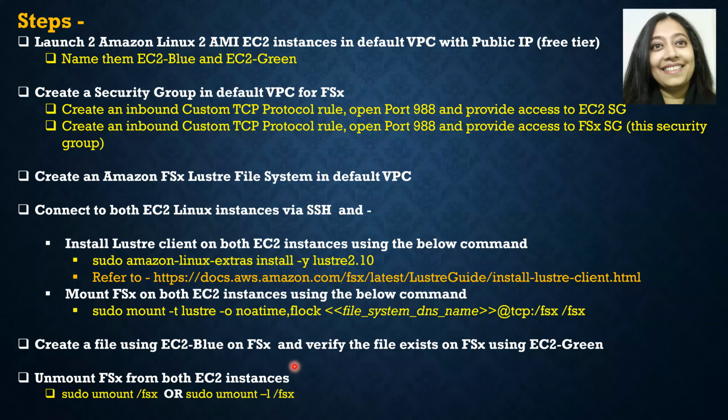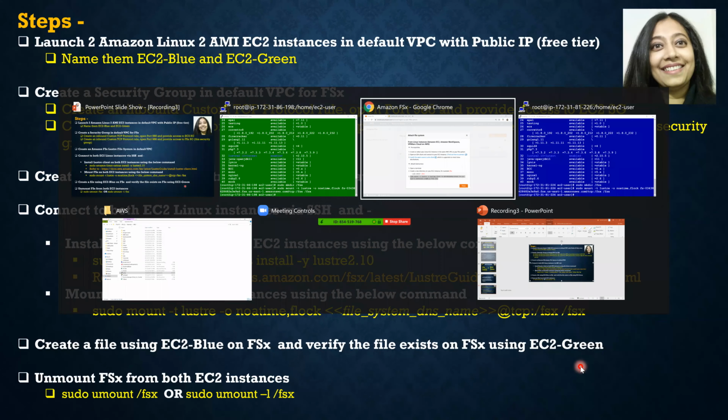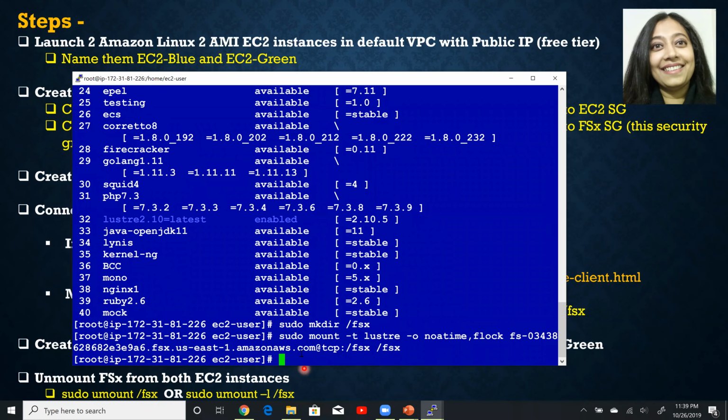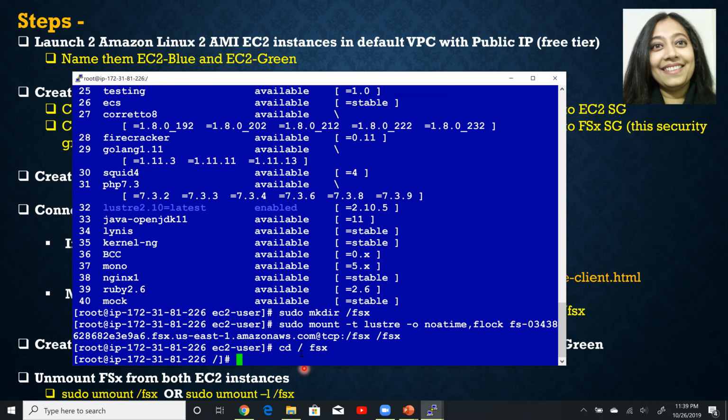The next thing that we will do is we will create a file using EC2 Blue on our FSx file system. And then we will verify whether this file exists on our FSx using EC2 green. So let us go to EC2 Blue and switch directory. cd /fsx. Okay, there you are. And the next thing we are going to do is create a file over here.